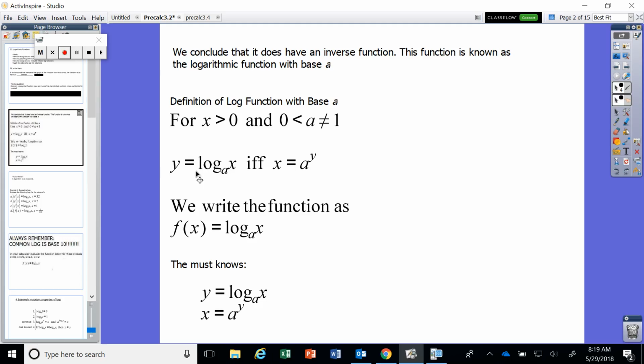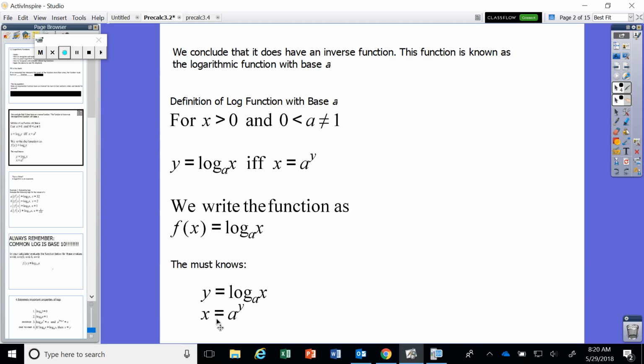If our function y equals log, the log function with base a of x, if and only if it is true that x is equal to the base a to the exponent y. This only holds true if this holds true, and vice versa. That's what the if and only if means, it goes both ways. So we write that as f of x is equal to log with the base a of x.